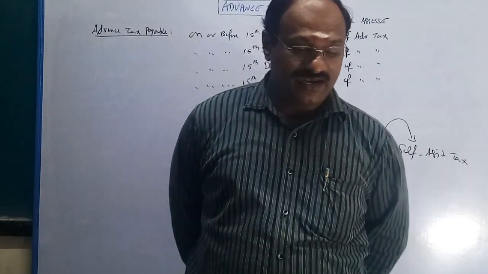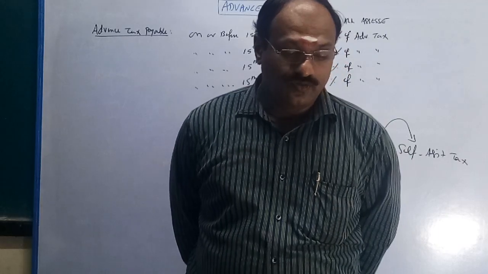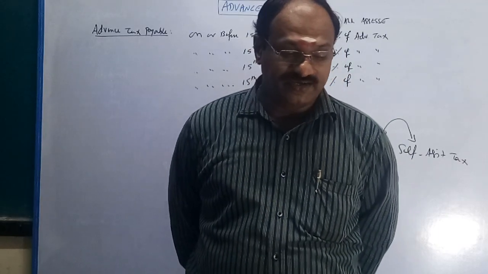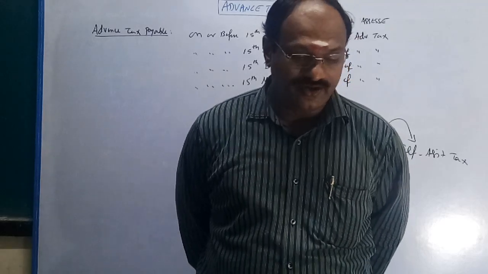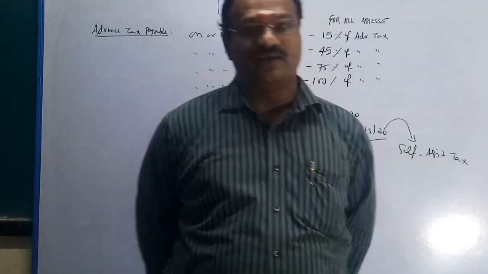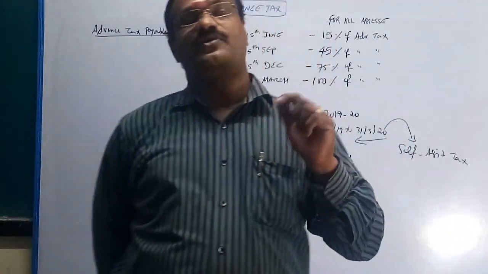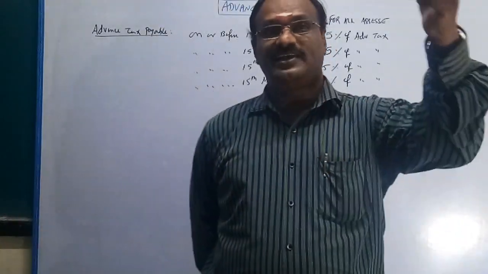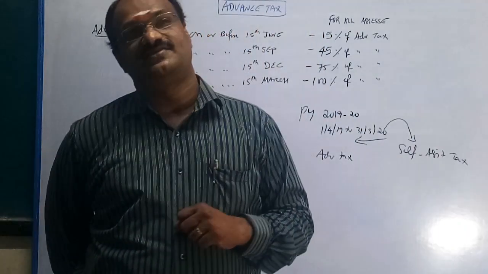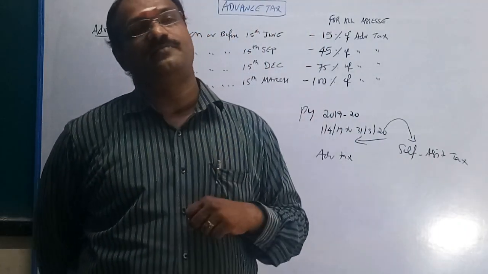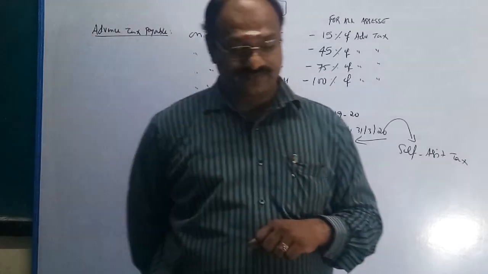Important: TDS credit can be taken only if it is deducted by the payer. If tax is not deducted at source, then no credit can be taken by the assessee. When you take the TDS credit, the payer has to deduct the TDS. Then only you can get the credit.